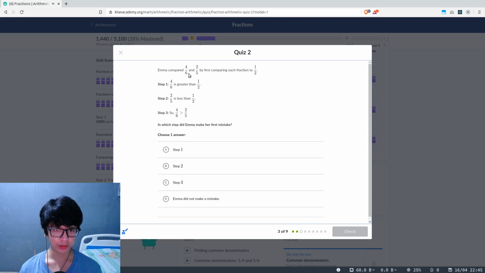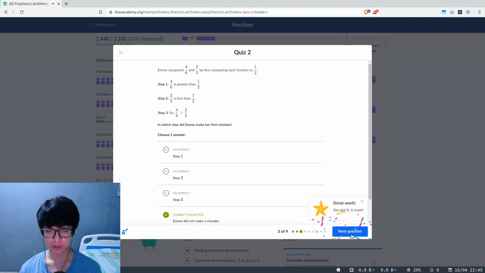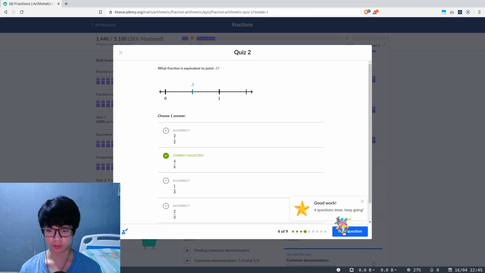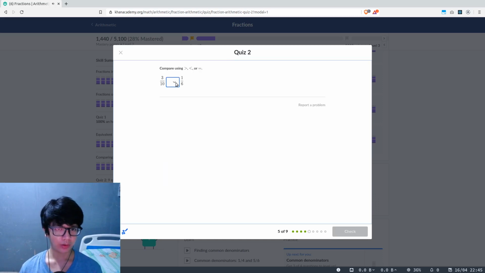Irma compared 4/6 and 2/5 by comparing each fraction to 1/2. 4/6 is greater than 1/2. That's true. 2/5 is less than 1/2. That's true as well. So 4/6 is greater than 2/5. Irma is pretty clever. She did not make a mistake. What fraction is equivalent to point A? It's a half. 4/8. Choose one answer. Yeah, 4/8.